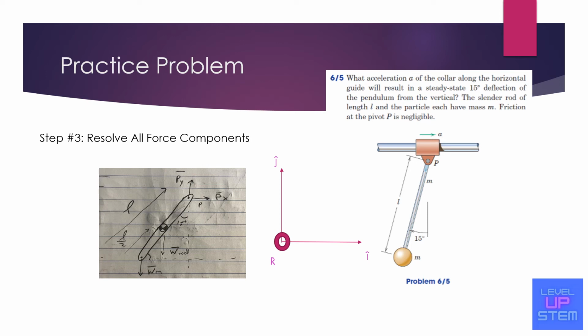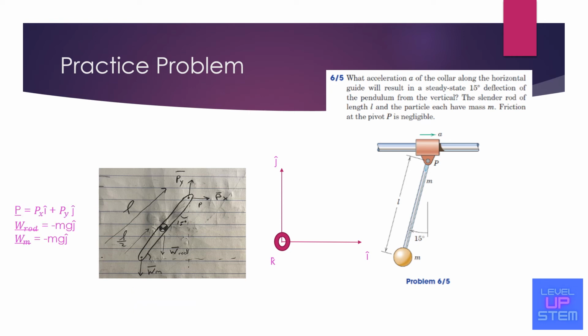For step number 3, we're going to resolve all our force components. We have 4 forces labeled on the picture here. I went ahead and combined the Px and Py into one P, and I gave them i hat and j hat components there. And also the weight of the rod and the weight of the mass m at the ball. Those are both in the negative j hat direction, which is why they have a negative sign out in front of them. And as we know, W equals mg.